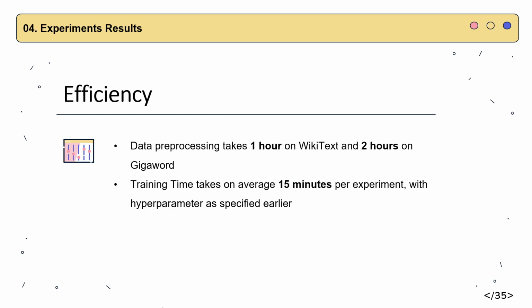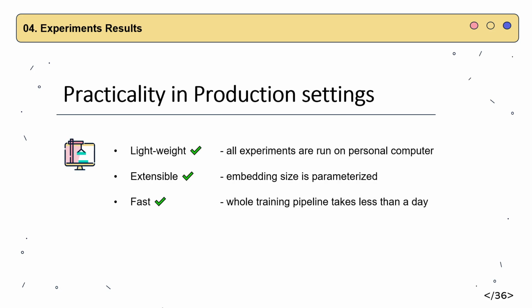Our approach is highly efficient as the data pre-processing takes only 1 hour on Wikitext and 2 hours on GigaWord. Training takes an average of 15 minutes per experiment with the hyperparameters as specified earlier. This has high practicality in a production setting because, first of all, it's lightweight. All experiments can run on a personal computer. It's extensible as our embedding size is parameterized, and it's fast as the whole training pipeline takes less than a day.